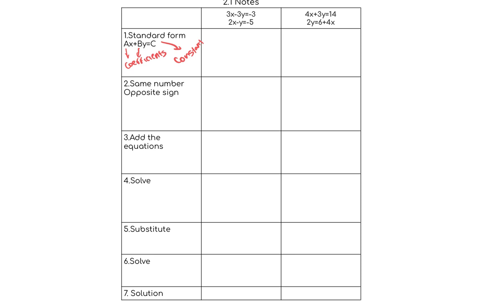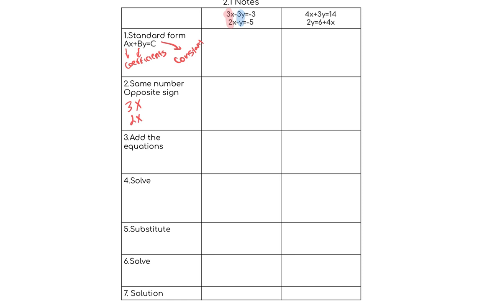So number one, we're going to check that we have standard form. X first, then y, equal sign, and a constant. So this one's good to go. Now for step two, we need same number, opposite sign. So we look at my x's and my y's. For the x's, I have 3x and 2x.